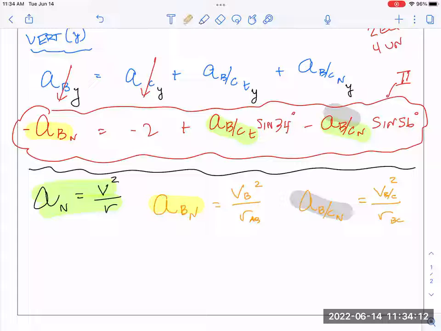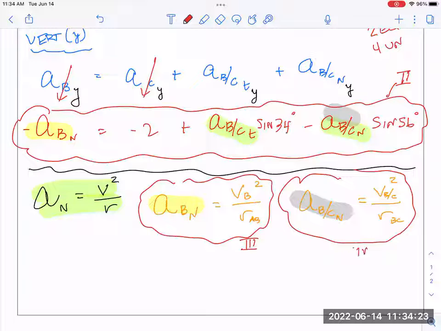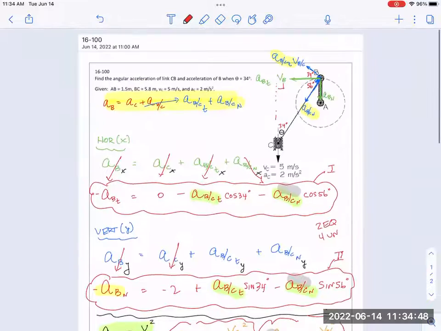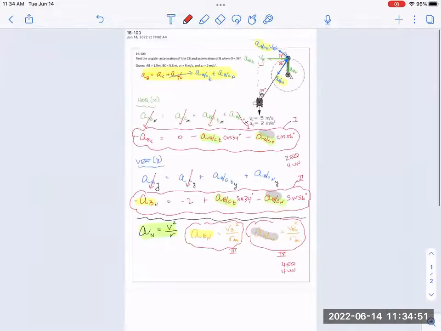So to highlight where we are, we're basically saying this is equation number 3, this is equation number 4, and now I'm going to have 4 equations and 4 unknowns, and I'm going to be able to solve this, thanks to those two normal acceleration equations that depend on velocity. The problem is I just need the ingredients, right? I need the velocity of B and I need the velocity of B with respect to C. Those two radiuses are given as part of the geometry of the problem. So let's go ahead and throw those in now. The radius of AB was 1.5 and the other was 5.8.